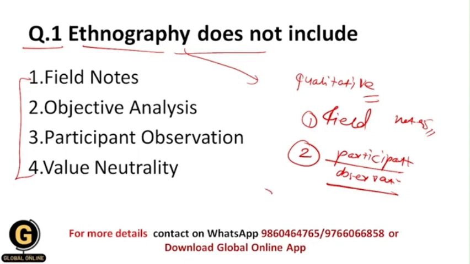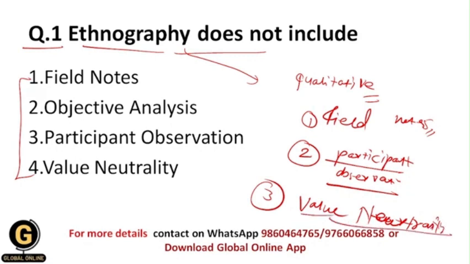The third is value neutrality. We also use value neutrality in data collection in ethnography. That's why the correct answer to this question is the second option, objective analysis, because there is nothing like objective analysis that we do in ethnography.